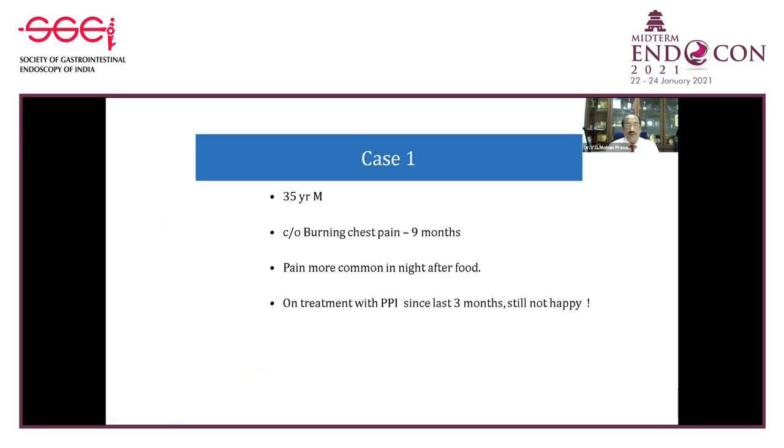So let us look at some of those case scenarios. A 35-year-old gentleman came with burning chest pain of 9 months duration. The pain was more at night after food. Many of the PPIs are not that effective with night dosing. They are best when you give them half an hour before breakfast. So this patient was on a PPI for 3 months but still not happy.